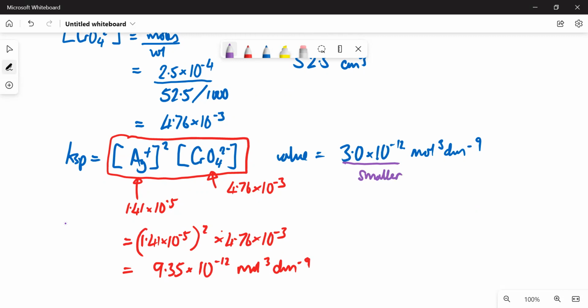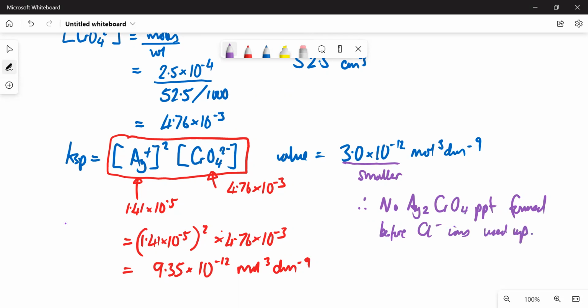Now, importantly, that is smaller than this value. So that means no, therefore no Ag2CrO4 precipitate will be formed before all the chloride ions are used up. You're going to have to add enough Ag plus to react with all the Cl minus, and then a tiny bit more afterwards in order to make this value bigger than the solubility product to get the precipitate. So you're not going to get any precipitate forming before all the chloride ions have reacted. Okay, that is the end of that paper.